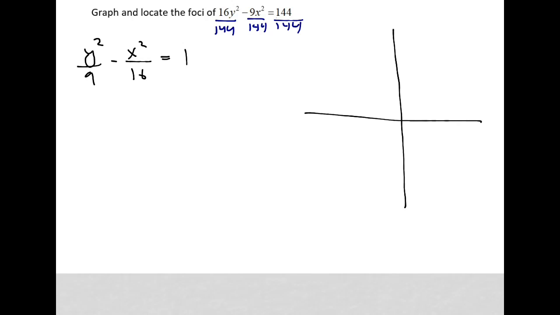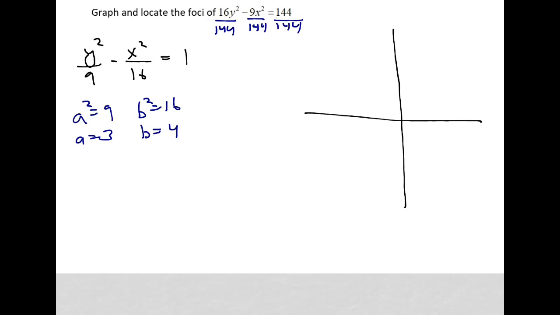Remember, also in a hyperbola, the a squared term is always first, or underneath the positive term. So we can conclude that a squared is equal to 9, so a is equal to 3. And similarly, b squared is equal to 16, so b is equal to 4. Remember, in a hyperbola, it does not matter which number is bigger. It matters which number is first. So this is different than an ellipse. Make sure you understand the differences between the equations for an ellipse and for a hyperbola.